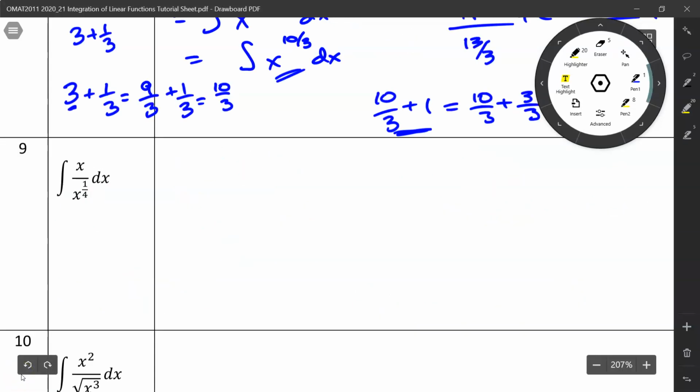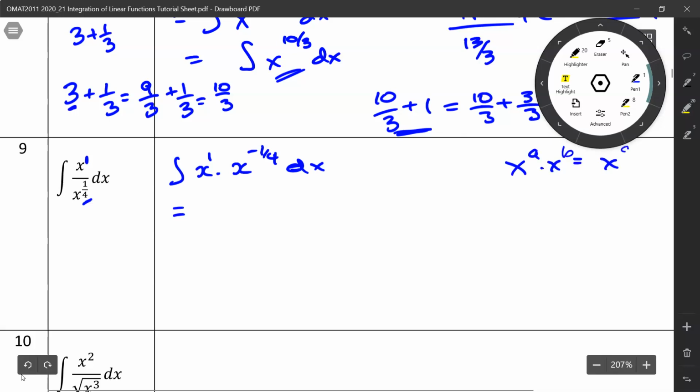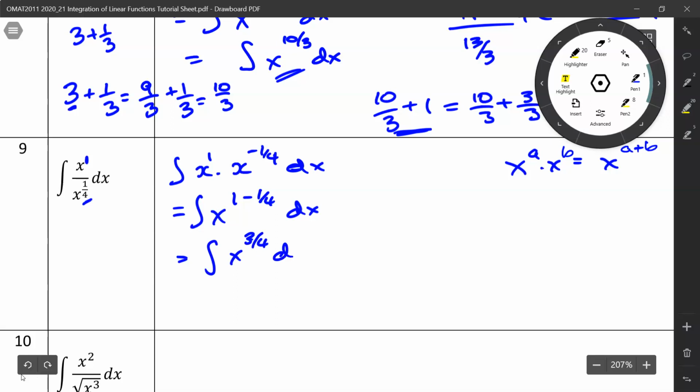So once again, we're using indices here. So this is x to the power of 1. This one here is x to the power of 1 multiplied by x to the power of minus a quarter. I bring this up to the top by changing the sign, dx. And therefore we follow the rule that we followed the last time, where x to the power of a multiplied by x to the power of b is equal to x to the power of a plus b. So this gives me the integral of 1 minus a quarter dx. So it's the integral of x to the power of 3/4 dx.